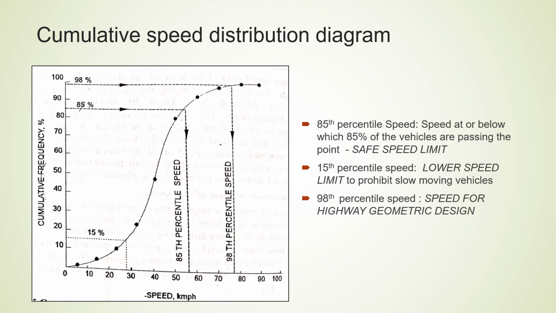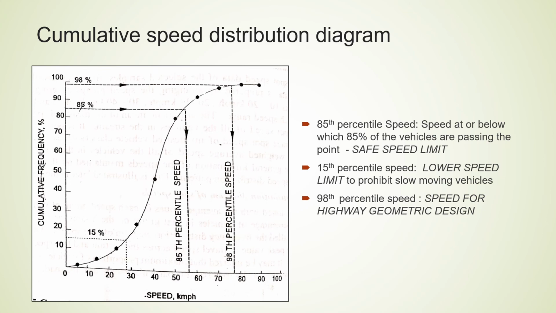85th percentile is a safe speed that can be allowed at that spot, and in the case of slow moving vehicles, if you want to debar them from entering the stream, you can define the lower speed limit as the 15th percentile speed, which we can obtain from the cumulative frequency distribution diagram.